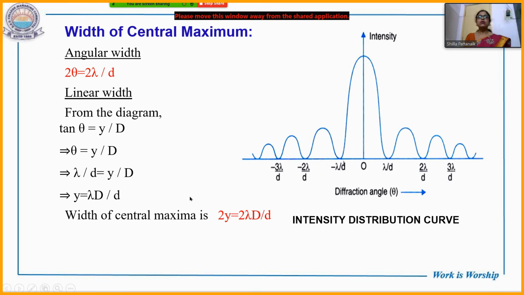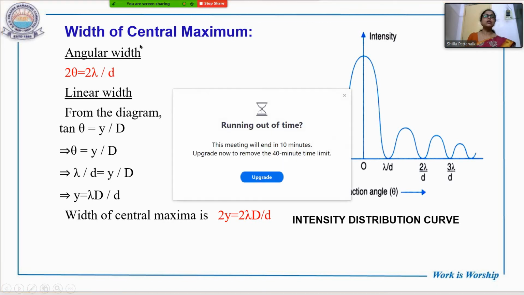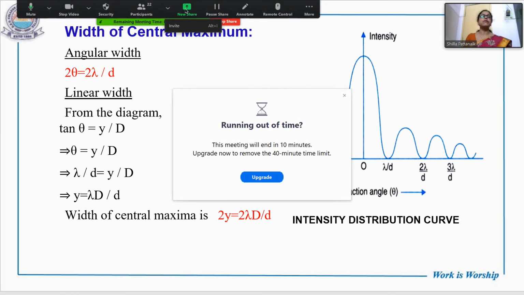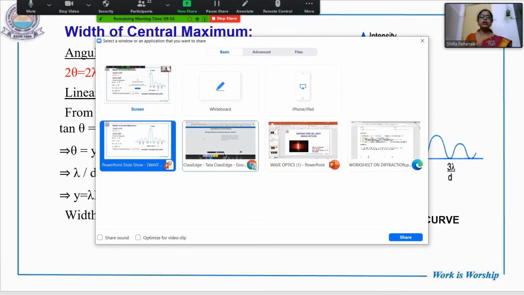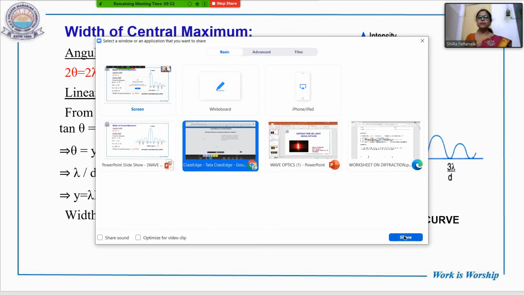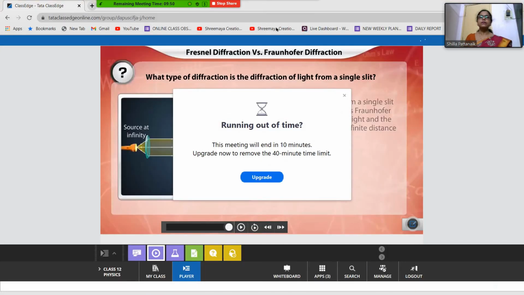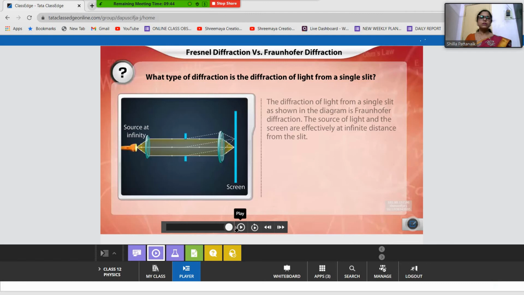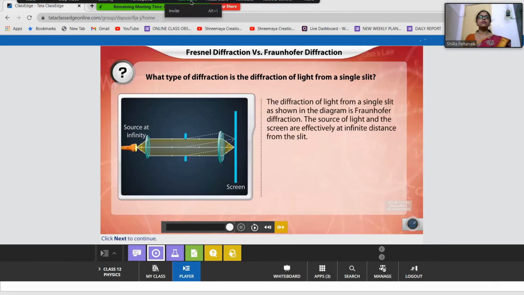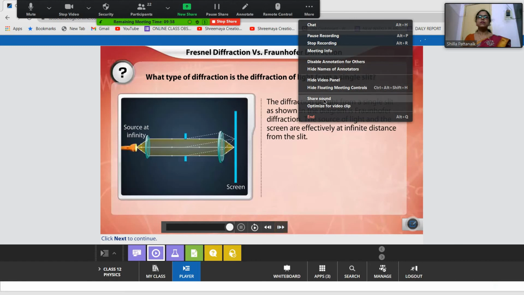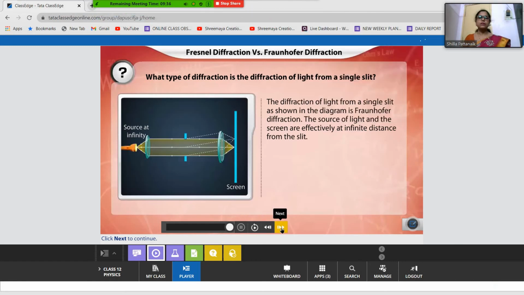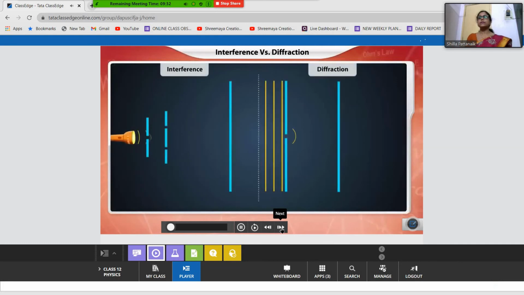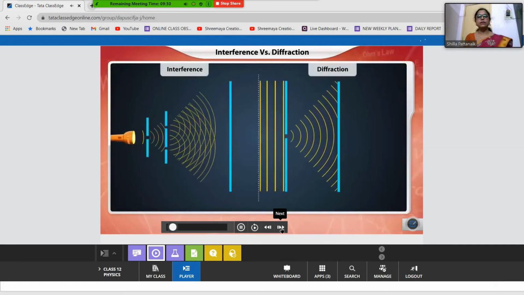Now, let us learn the difference between interference and diffraction, because we have completed interference and we have completed diffraction. Let us now see the differences between interference and diffraction. For this, again I am going to share the content of the data class.